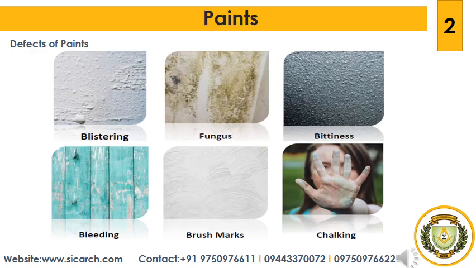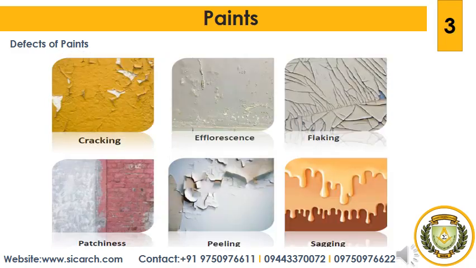The next one is flaking. A small portion of the painted surface is sometimes seen loose. It is known as flaking, and it is due to poor adhesion. The next defect is flashing. Sometimes glossy patches are seen on the painted surface. This is known as flashing, and it is mainly due to poor workmanship, cheap paint, or weather actions.